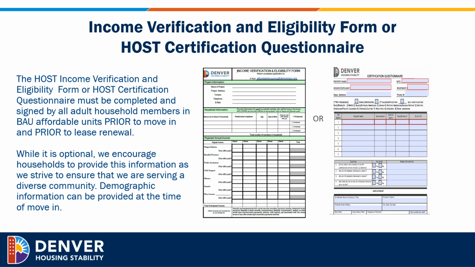The host income verification and eligibility form or host certification questionnaire must be completed and signed by all adult household members in a BAU affordable unit prior to move-in and prior to lease renewal. Demographic information can be provided at the time of move-in. While it's optional, we encourage households to provide this information as we strive to ensure that we're serving a diverse community.